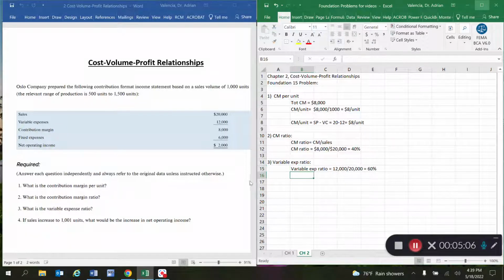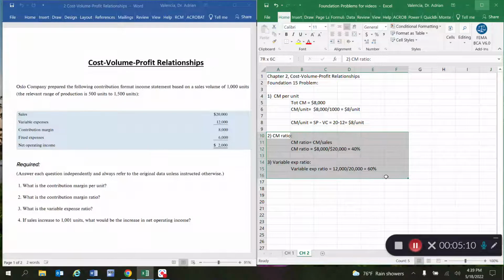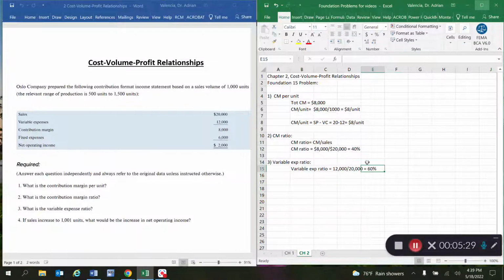Okay. And if you notice, the idea with these two here is for you to understand that each one of them is the complement of each other. So in other words, if your contribution margin is 40%, this is what's left over from covering variable costs, then your variable cost ratio is the complement of that, which is 60%. In other words, these two are always going to add up to 100%. So by knowing one, you know the other.